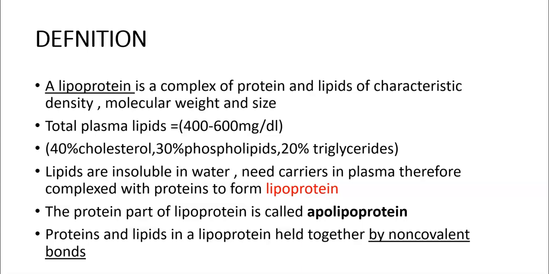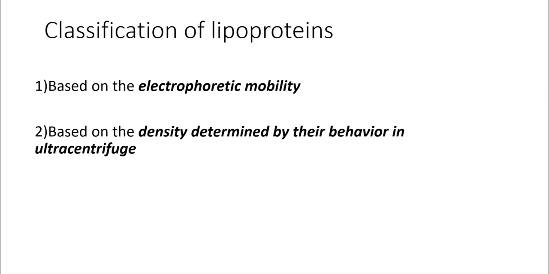The protein part of lipoprotein is called apolipoprotein. What is the protein part of lipoprotein? It is apolipoprotein. And these proteins and lipids in a lipoprotein are held together by non-covalent bonds. So, in case of lipoprotein, lipids and proteins are there. Lipids are insoluble in water, that's why we need a carrier. It is protein. And the protein part of lipoprotein is known as apolipoprotein. They are linked together by non-covalent bonds.